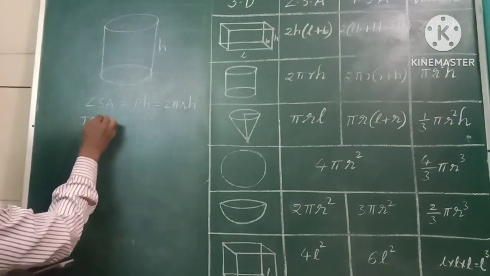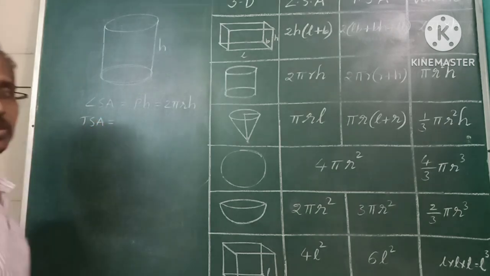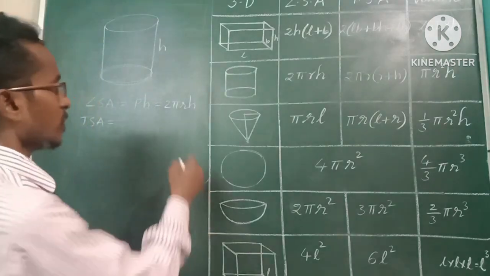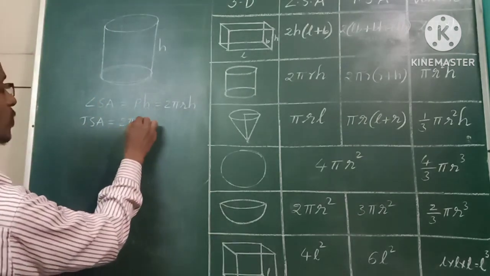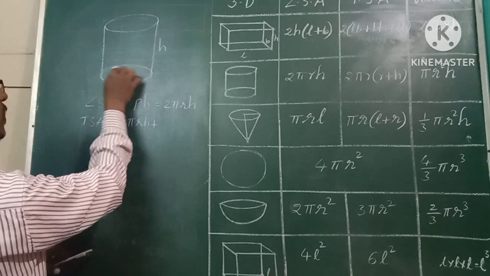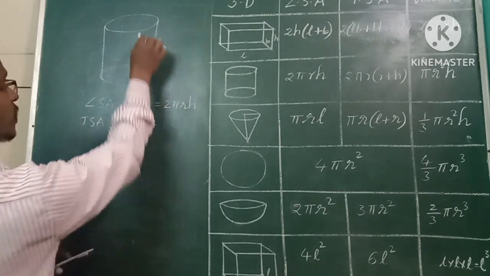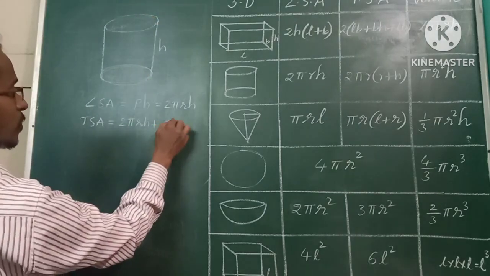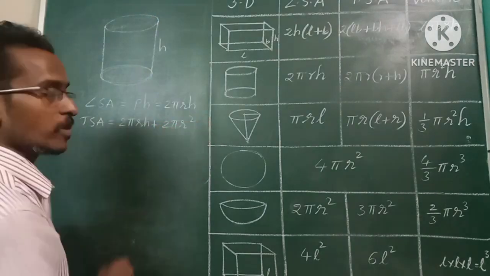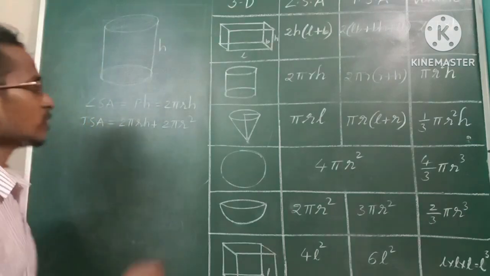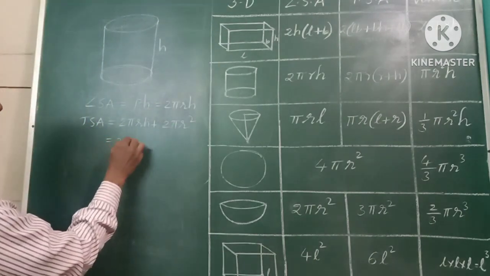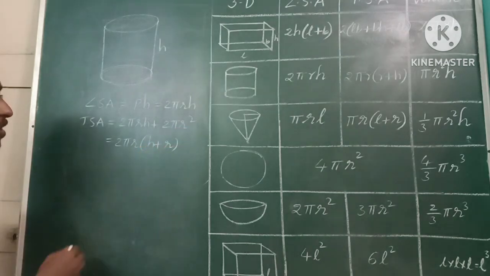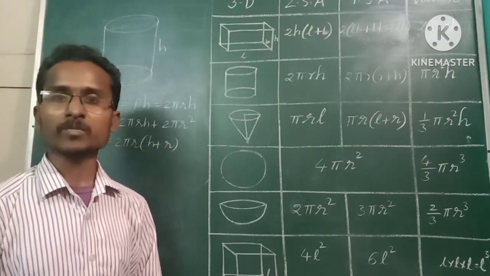Now, what is the TSA of a cylinder? TSA means LSA plus top area and bottom area. LSA is 2 pi r h. Base area is pi r square, and top area is pi r square, so together 2 pi r square. Now what is common here? 2 pi r is common: 2 pi r into (h plus r) is the total surface area of a cylinder.